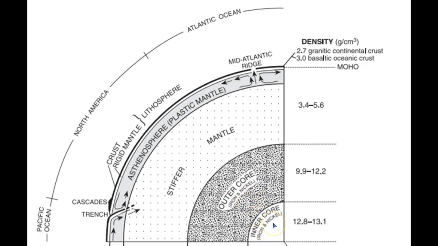Then we go to our inner core. Again, made of iron and nickel, but unlike the outer core, this is actually a solid layer, and the density is 12.8 to 13.1.